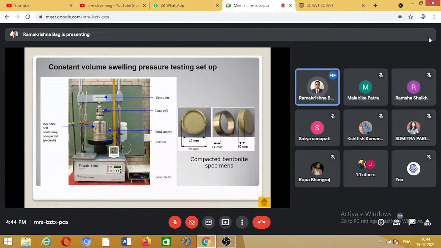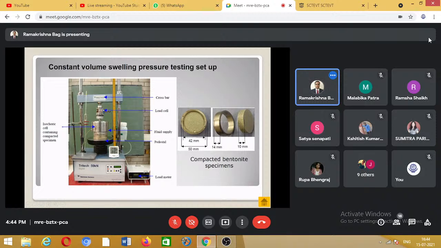This is the real life picture when the test was going on. You can see this is the specimen with the oedometer, which is completely covered. The water level is maintained through this. This is the water inlet. This is the load cell through which we measure the swelling pressure. And this is the specimen ring. You can see how it looks. This is MX80 bentonite, which is mostly planned to be used in the USA, Sweden, and all those countries. It is mainly from Wyoming in the USA.